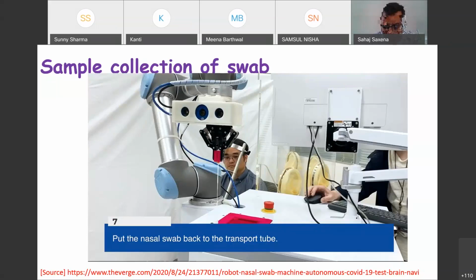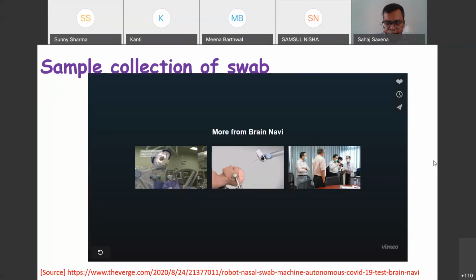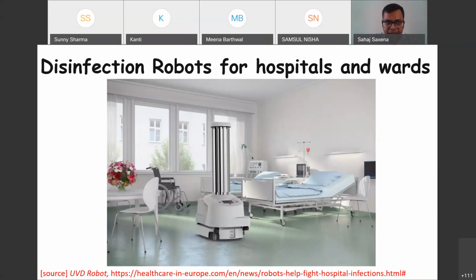I hope you have watched the video and got a glimpse of how important the robot is in the COVID-19 situation. So this was the very first application in the COVID-19 situation. The other is disinfection of the hospitals, wards, and rooms for COVID-19 patients. We use a robot that has an ultraviolet facility, and it can emit ultraviolet rays that will kill the viruses. So this is another application of the robot, as a disinfecting agent.